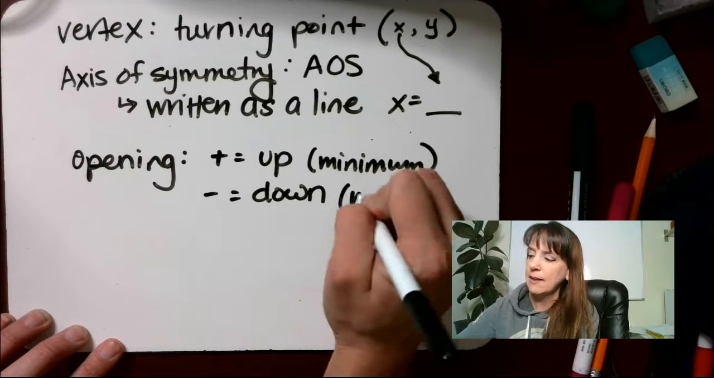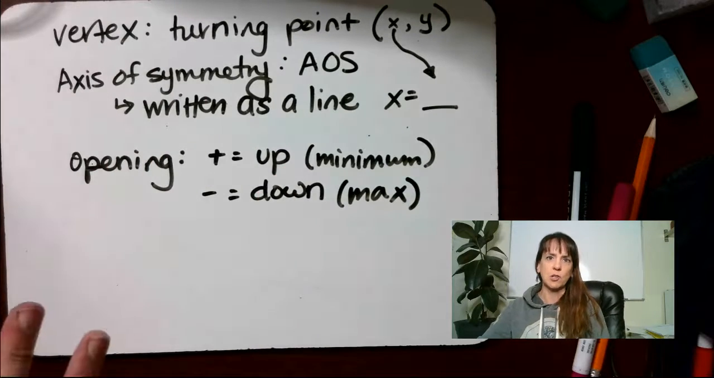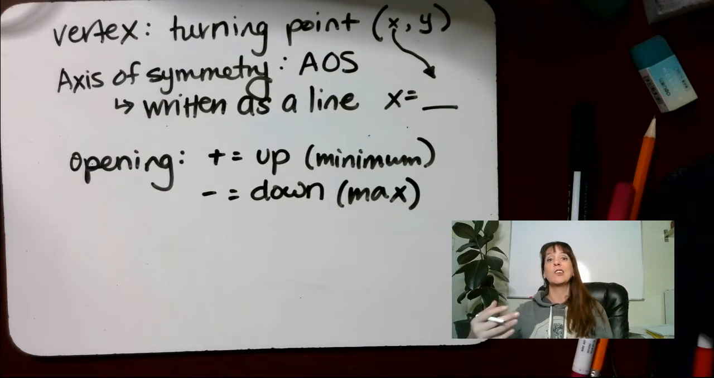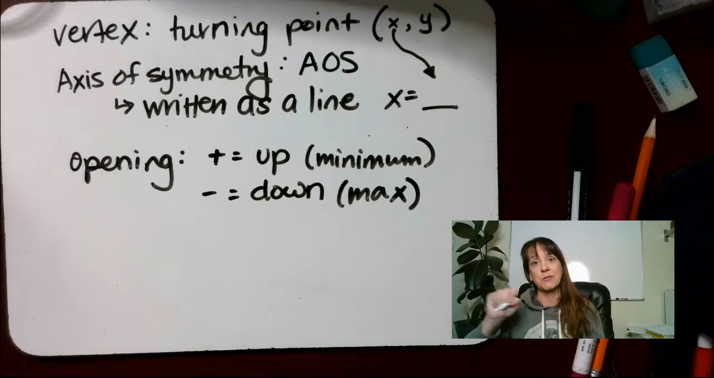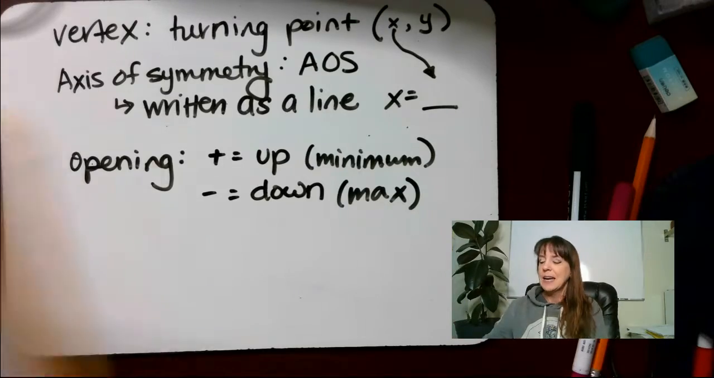If it opens down, it's going to have a maximum. We'll get into more detail about these, but I think these are good notes to start with. Also, if you don't have graph paper, it's a good idea to get that so you're not having to sketch out a bunch of lines, because we will be doing a significant amount of graphing this semester. Okay, so let's talk about how that works.